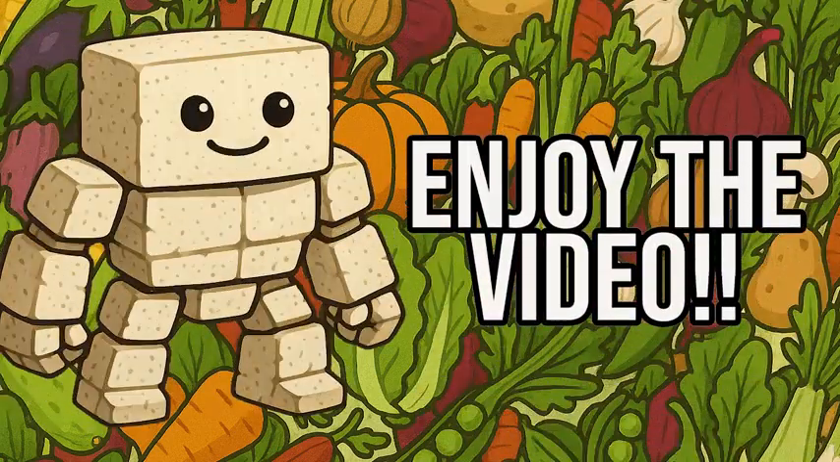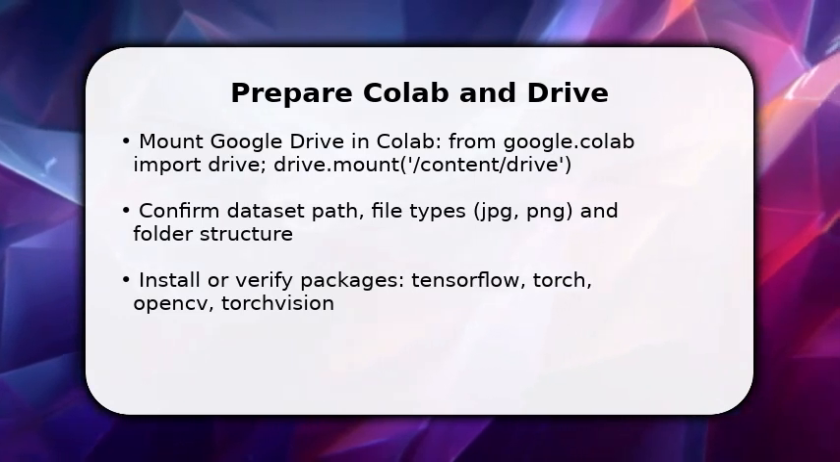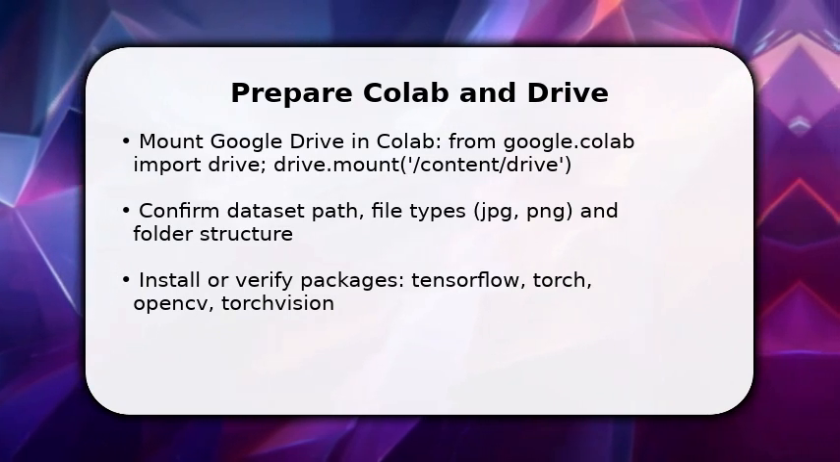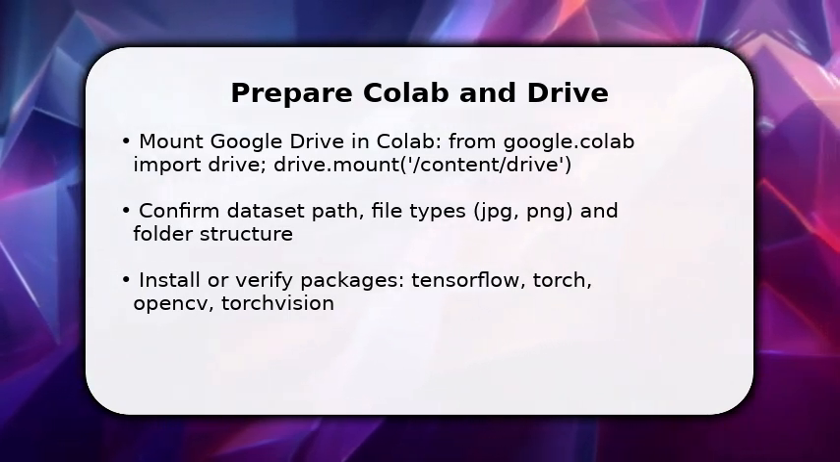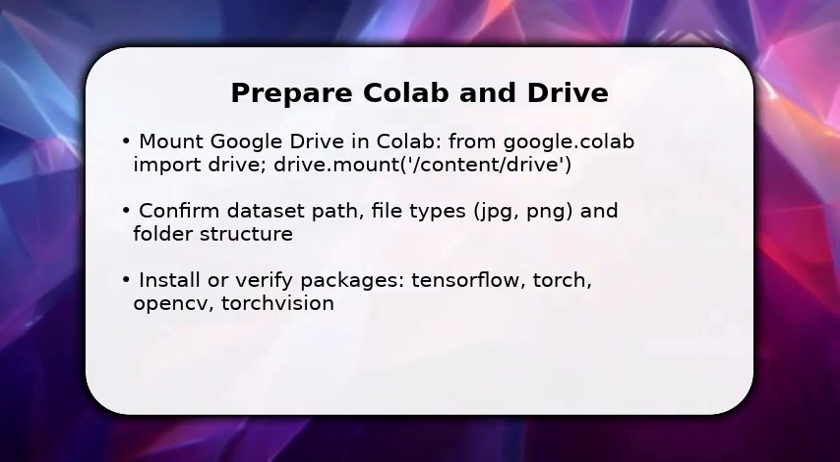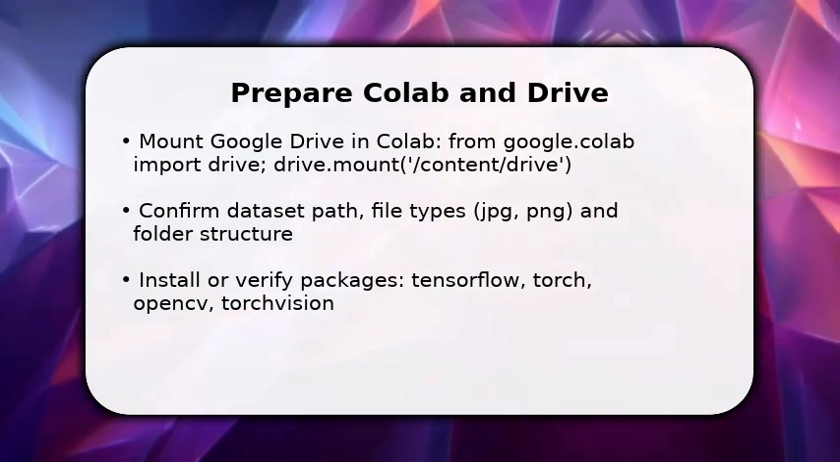Please enjoy the video. You start by mounting Drive so your dataset is accessible. This avoids repeated uploads. Run drive.mount('/content/drive') and authenticate with the provided link. Once done, list the target folder and confirm file types. Images must be JPG or PNG for most loaders, so you know what loader to use.